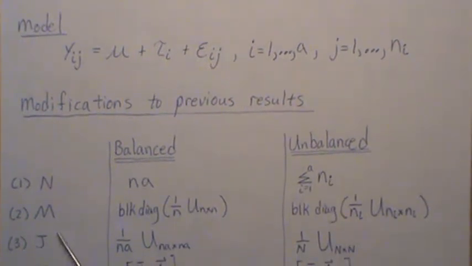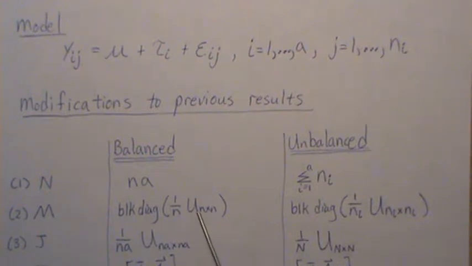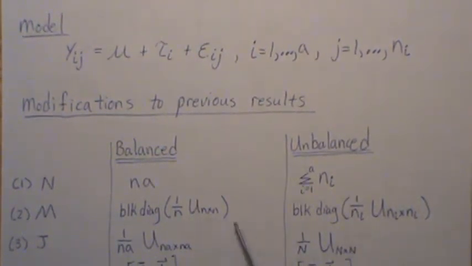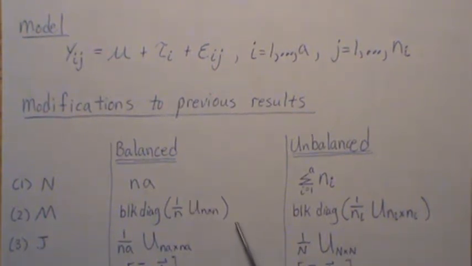The M, which is the perpendicular projection matrix onto the column space of X, in the balanced case, was a block diagonal of 1 over n times U. And this U is an n by n matrix of all ones. So then this becomes an n by n matrix of constant 1 over n, and block diagonal. In the unbalanced case, each block is a different size. Here, each little block is n by n, it goes down. But in this one, the block size depends upon the treatment size.